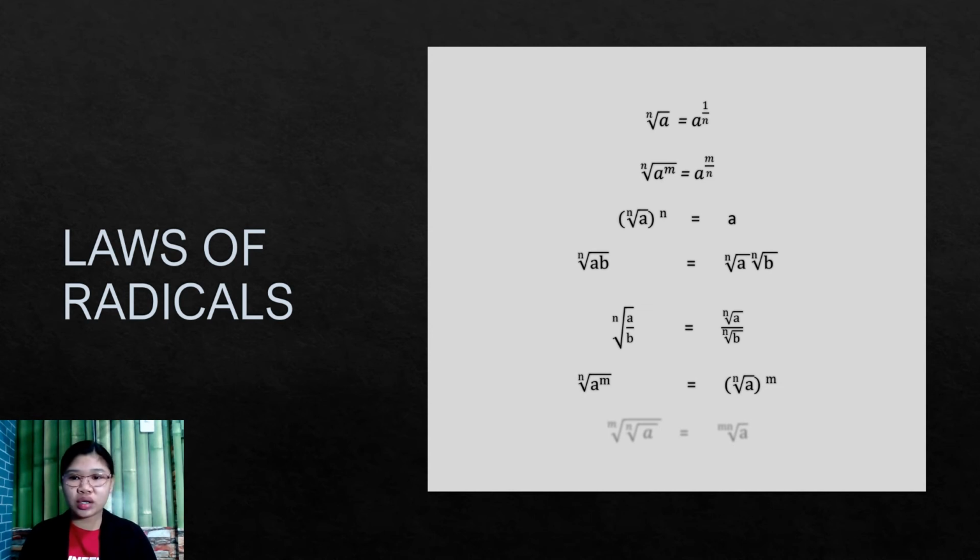And then we have here another rule which can help you in your future solutions. So the nth root of a raised to m can also be written as the nth root of a, raised to the exponent m. And then if the nth root of a is also enclosed in the mth root, the mth root of the nth root of a is also equal to the mnth root of a. So I hope that you can now relate the rules of exponents and radicals.